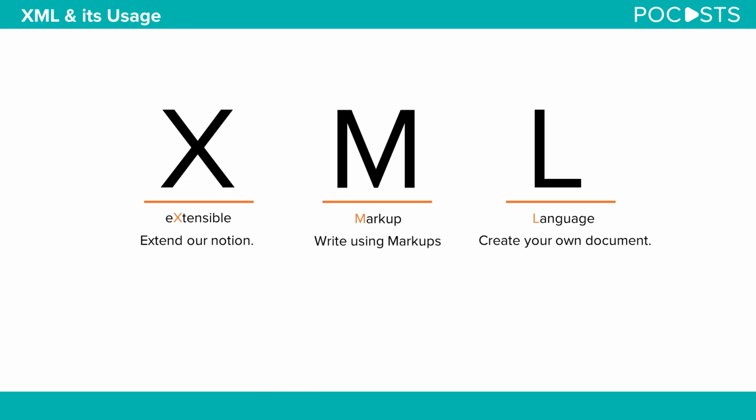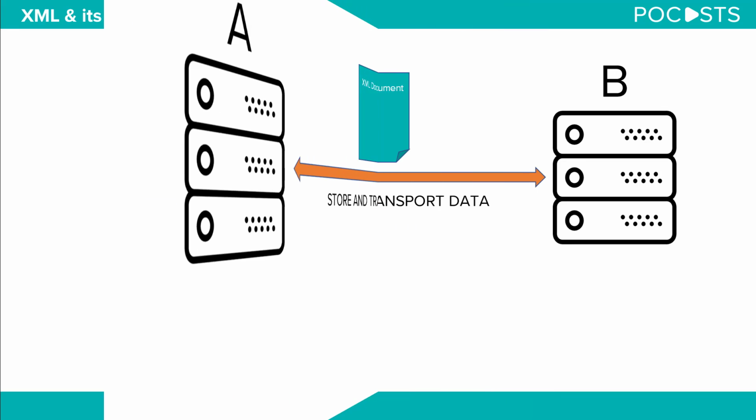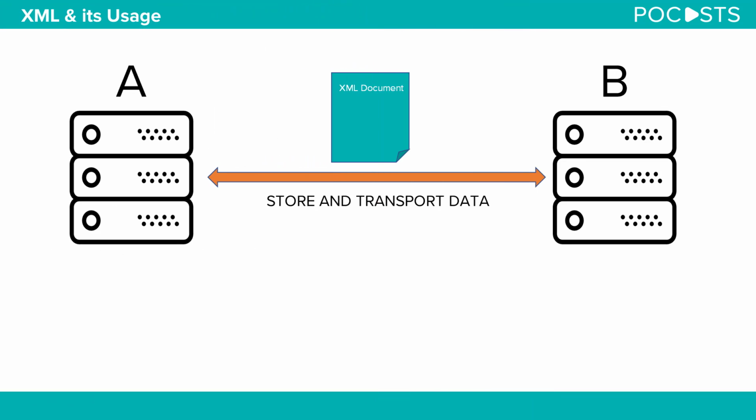Next, let's look at where it is used. Let's look at this picture. This picture talks about the purpose of XML. Let's imagine A on the left side and B on the right side are two physical systems, and they both want to communicate. So they want to exchange some data to communicate. Like how we both are communicating in the English language, similarly system A and B want to communicate.